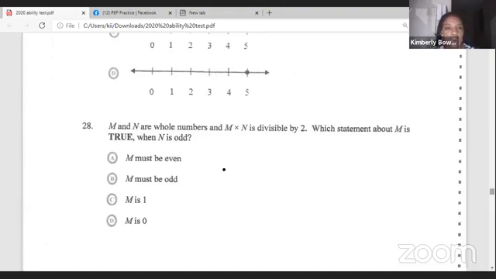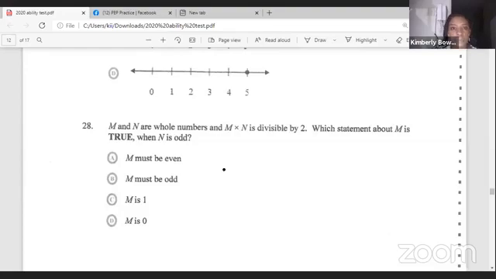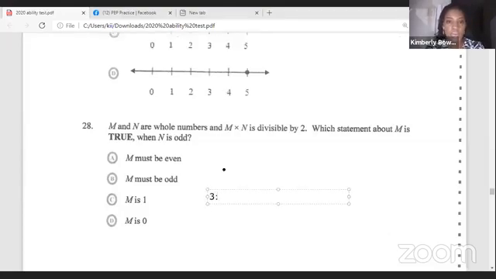So let's put in two whole numbers there. 3 multiplied by 4, because both of those are whole numbers, is divisible by 2. So 3 multiplied by 4 equals 12. And we can say 12 divided by 2 is 6. Now, it says which statement about M is true when N is odd.